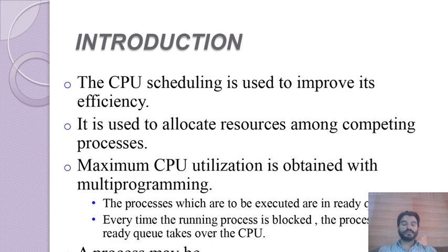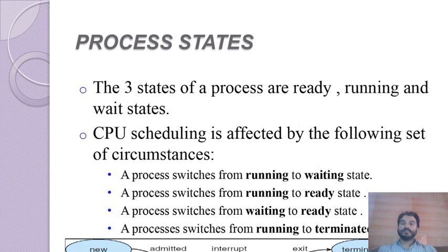We have so many states of a process. There are three states of a process: ready state, running state, and wait state. These are all the states a process faces. That means every process transitions from ready state to running state, and finally they complete their job and go out of the queue.